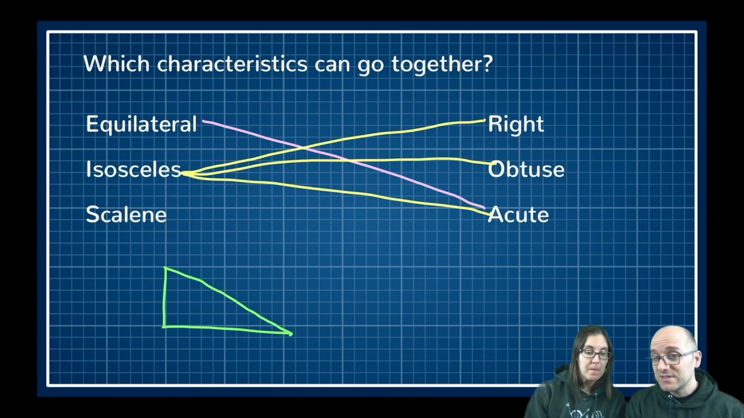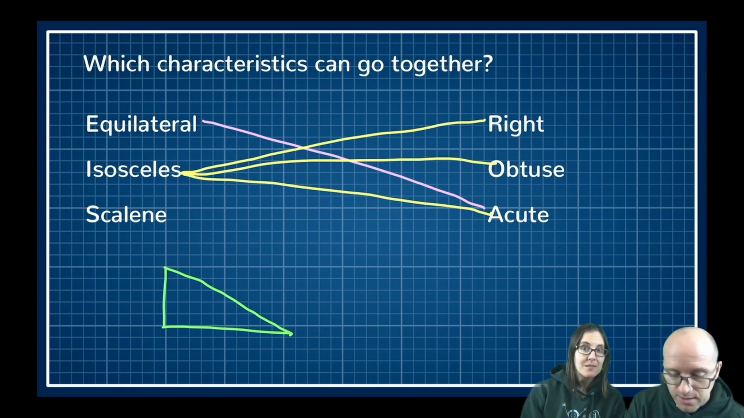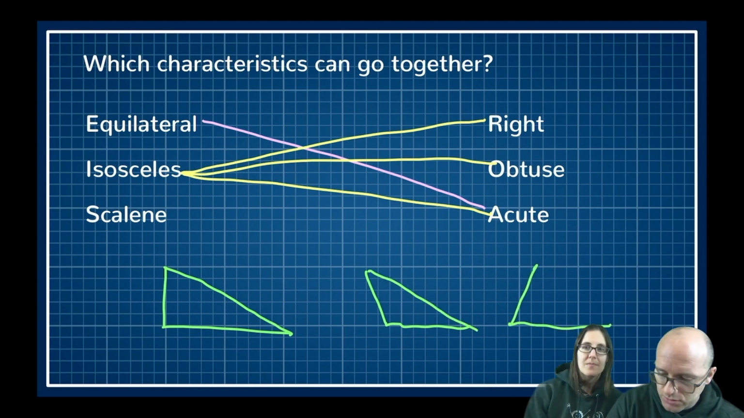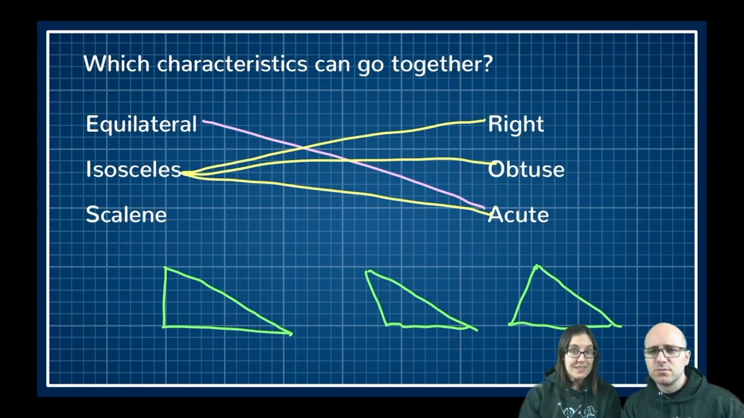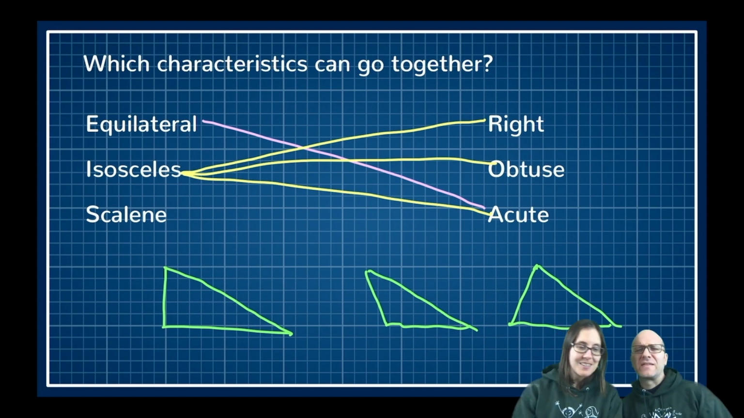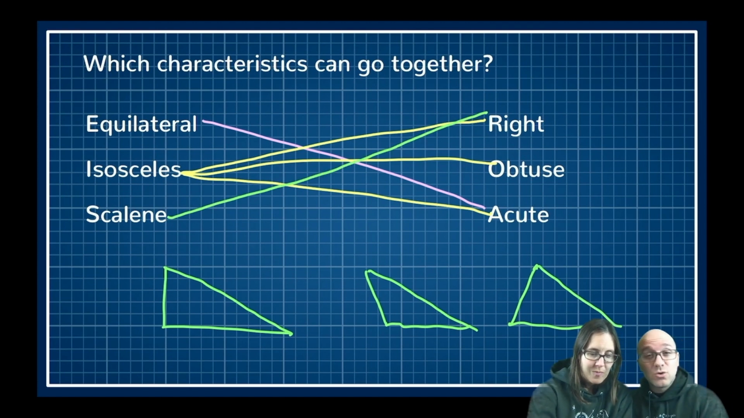Can it be obtuse and scalene? Oh, I see what you're saying, Science Mom. You're saying grab this point and drag it to the side just a little bit. Yeah, and then just a little bit, or this way just a little bit. Yeah, I like that. Those are all scalene triangles. Although this last one, it's hard to tell that the two sides are not the same length. But yes, a scalene triangle could be a right triangle, it could be an obtuse triangle, or it could be an acute triangle.